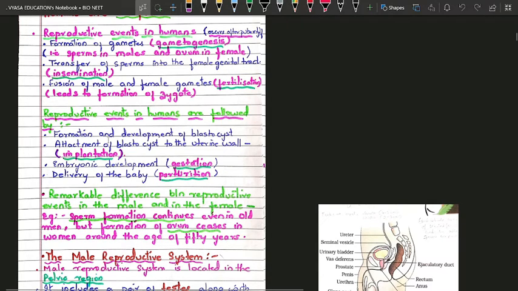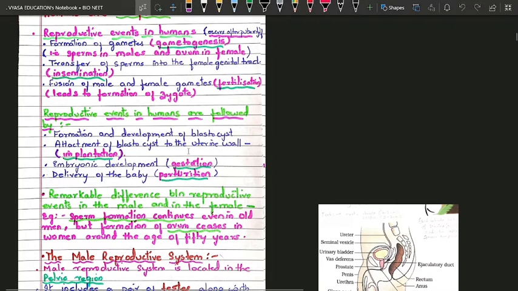Reproductive events in humans are followed by formation and development of the blastocyst, isn't it? Once the fertilization has occurred, the blastocyst is formed. Attachment of blastocyst to the uterine wall is called implantation. See, after fertilization, the zygote is formed. After the formation of the zygote, it starts developing and it is not called a zygote anymore. So it is called blastocyst. Once the formation and development starts, it is called blastocyst.